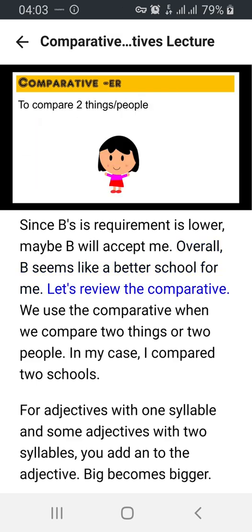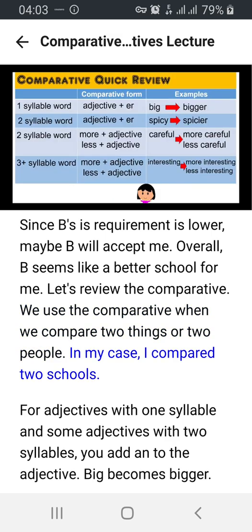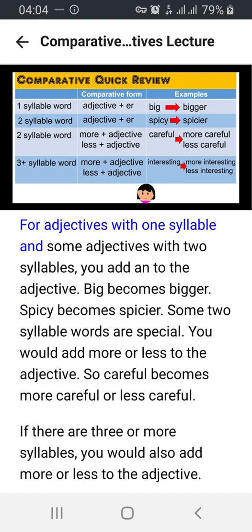Let's review the comparative. We use the comparative when we compare two things or two people. In my case, I compared two schools. For adjectives with one syllable and some adjectives with two syllables, you add an ER to the adjective.